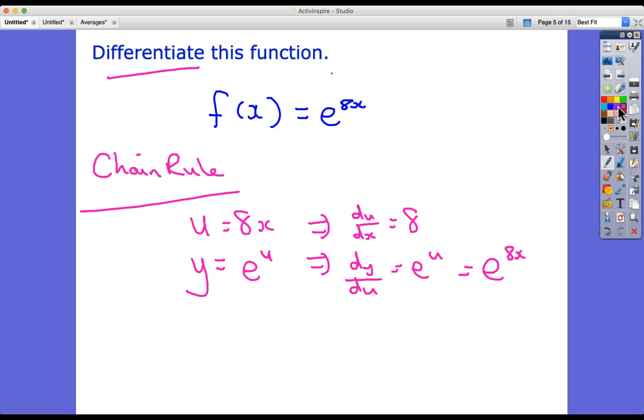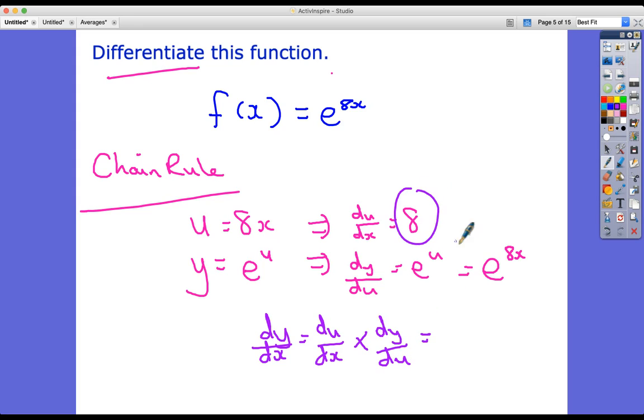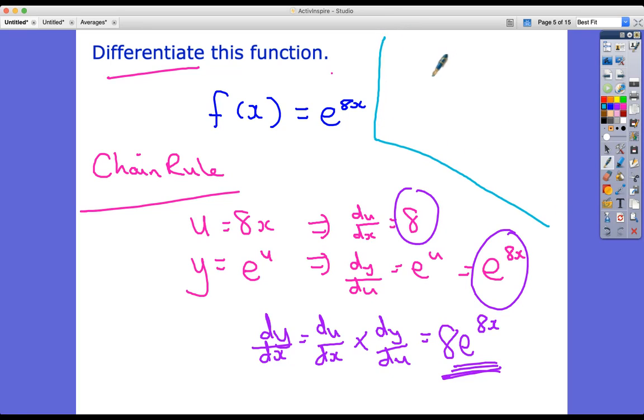And by the chain rule now, all we need to do, if you remember, is dy by dx is equal to du by dx times dy by du, which in this case is 8 times e to the power 8x. Actually, if you want to make yourself more efficient in answering these sorts of questions, there's a general result here that we can gauge from the chain rule, which is that if you've got y equals e to the kx, then when you differentiate it, you get k e to the kx.